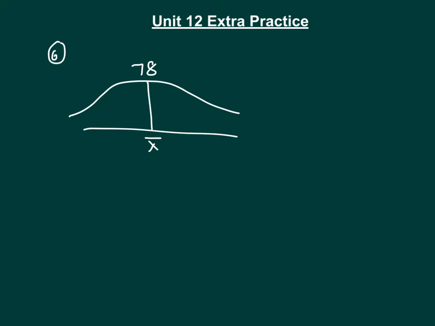Okay, so 74 would be 1 standard deviation below the mean. And then if we want to reach 86, we have to start numbering to the right. So 1 standard deviation above the mean would be 82, but we want to reach 86. So I'm going to go another standard deviation above the mean, and that's where I am.